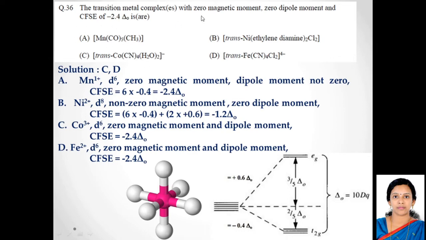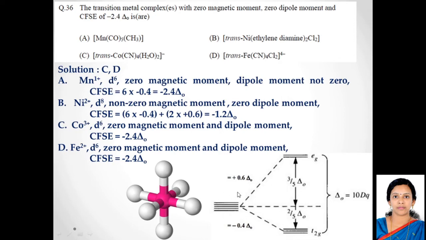But just for the sake of it, let's check if it has a zero magnetic moment. For that we need to know the d electron configuration for this metal ion. Carbonyl is a neutral ligand. Methyl is an anionic ligand, so that makes the manganese a +1 oxidation state. So manganese +1 is actually a d6 electron configuration.